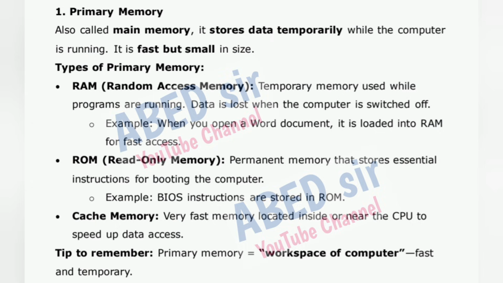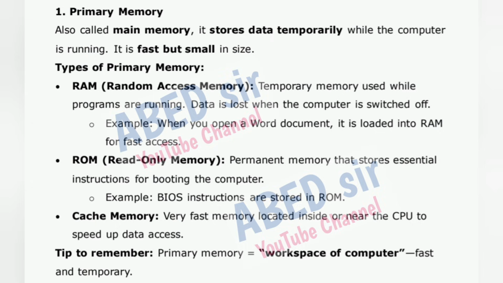1. Primary memory. Also called main memory, it stores data temporarily while the computer is running. It is fast but small in size. Types of primary memory. RAM, random access memory, temporary memory used while programs are running. Data is lost when the computer is switched off. Example, when you open a Word document, it is loaded into RAM for fast access.